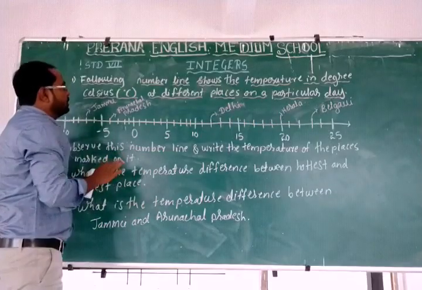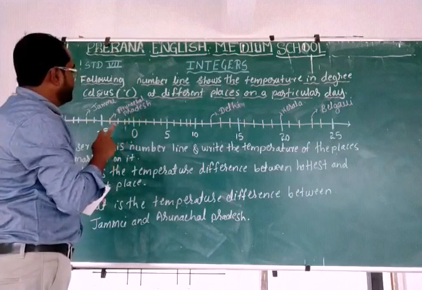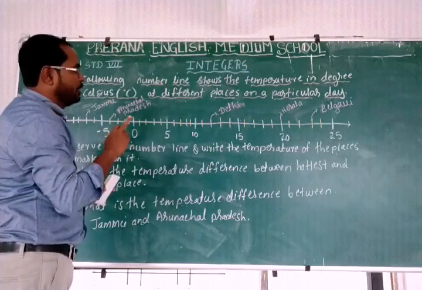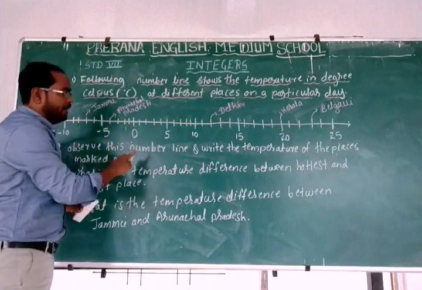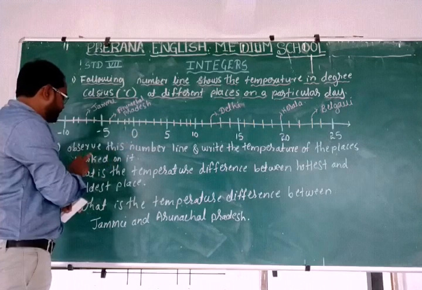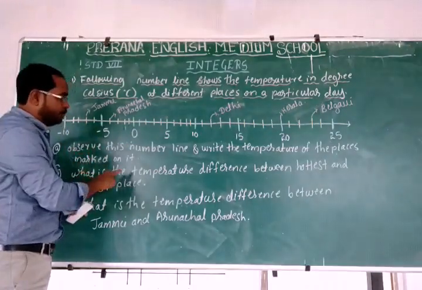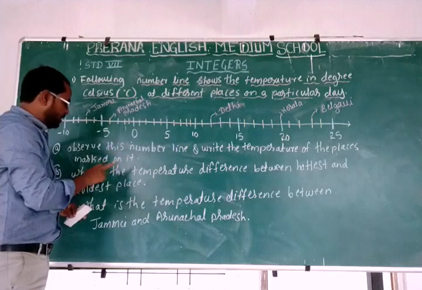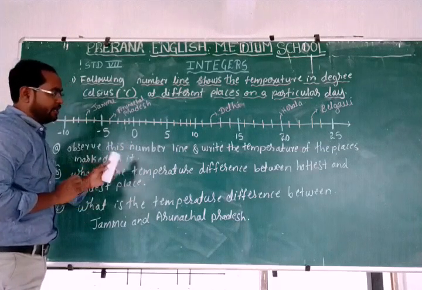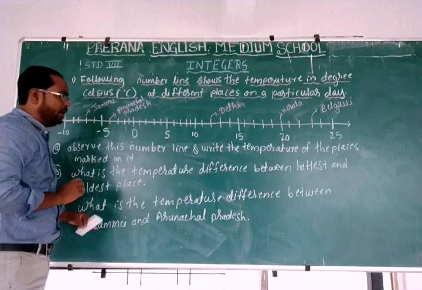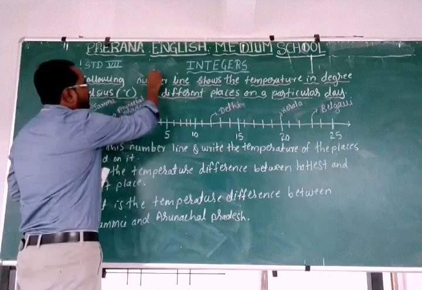So today's homework: the following number line shows the temperature in degrees Celsius at different places on a particular day. The first question, observe this number line and write the temperature of the places marked on it. Second, what is the temperature difference between the hottest and coldest place? What is the temperature difference between Jammu and Arunachal Pradesh? This is your homework.